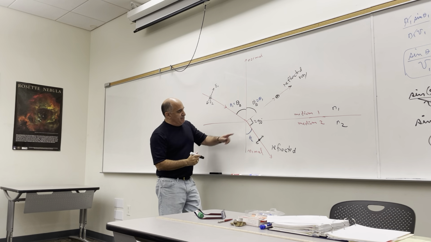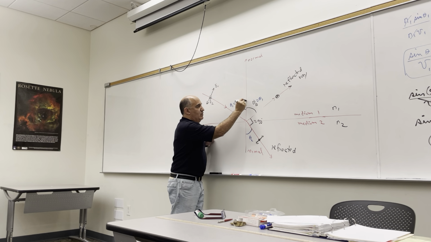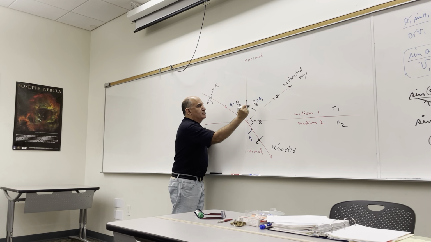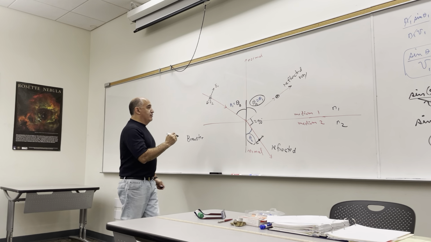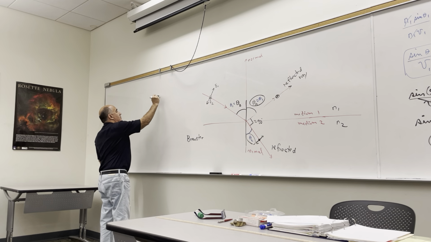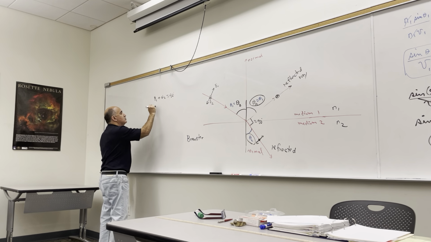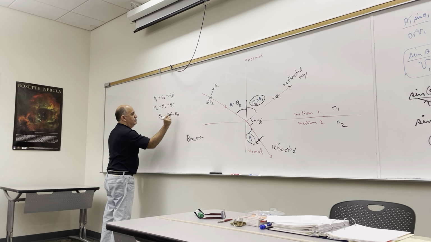But if the angle between this and this is 90 degrees, well, what's the angle between this and this? 180. So what must this angle added to this angle be? 90 degrees, right? So therefore, theta 1 plus theta 2 has to be 90 degrees. I'm calling theta 1 Brewster's angle. So that means that theta 2 is equal to 90 degrees minus theta Brewster.